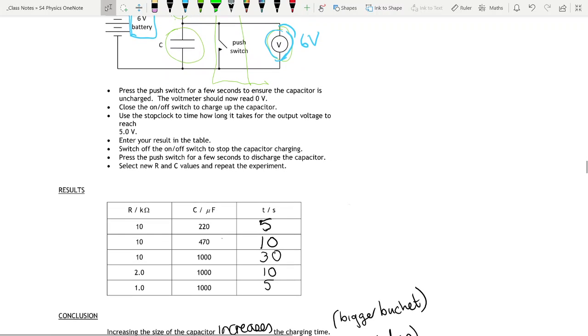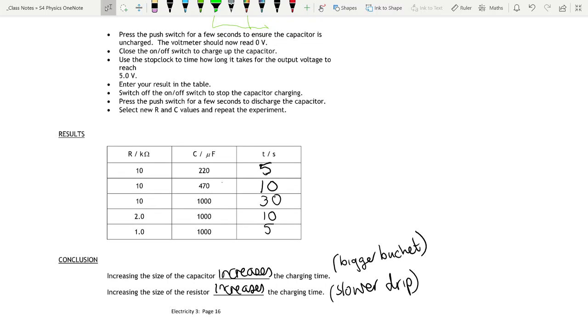So I've got some results here, and you'll see that if you increase the capacitor, so if we compare this one and this one, the resistor stays the same, but the capacitance is increasing. That shows you that the time taken for it to become fully charged also increases. And the way I think about that is, if you increase the capacitor, you're increasing the size of the bucket. So, of course, if the drip's just the same, then it will take longer to fill a bigger bucket, won't it? So the time taken for the capacitor to charge increases because the time taken to fill a bigger bucket increases.